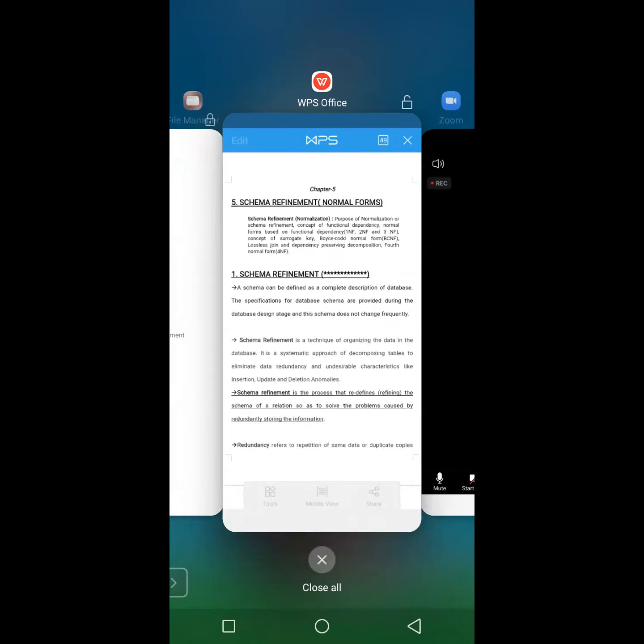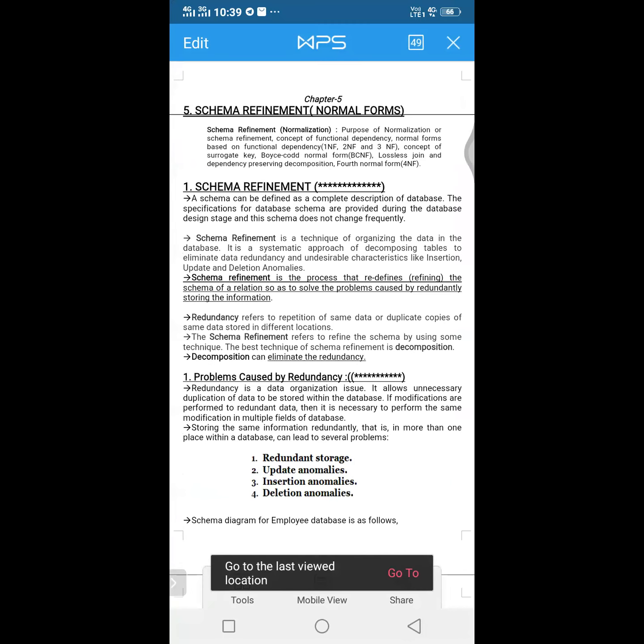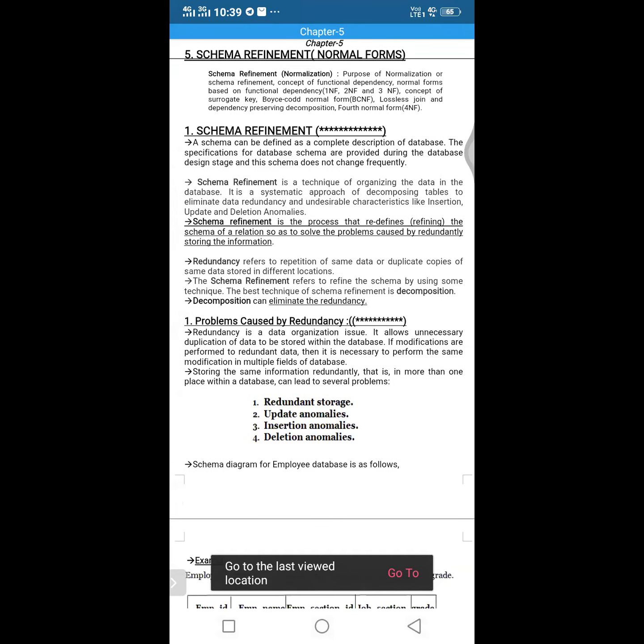Okay, in the last class, we were discussing schema refinement: what schema refinement is, what problems occur in the case of schema refinement, and how we eliminate them. So first of all, what is schema refinement? Schema refinement is nothing but refining the schema. Schema means nothing but a database. We also discussed this in the last class.